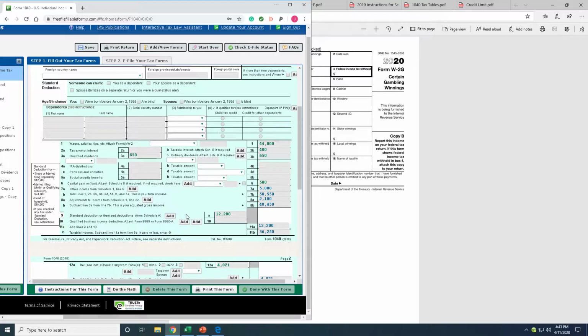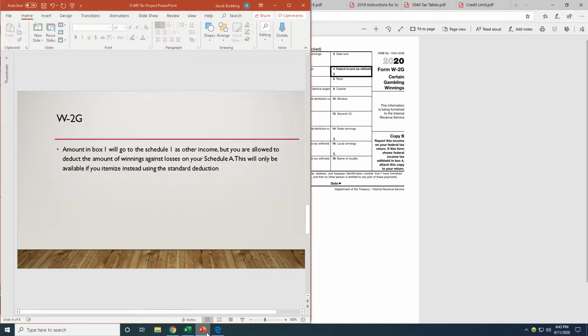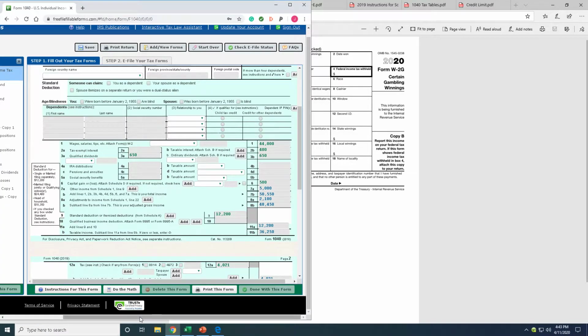All right, pull this back up. So box 1, go onto your Schedule 1 as other income, but you are allowed to deduct the amount of winnings against losses on your Schedule A. When we start getting down to standard deduction, I'll show you how itemizing could be more beneficial in a case like this. But like I just said, it's only available if you itemize instead of using the standard deduction. All right, so now we're going to do the adjustments.